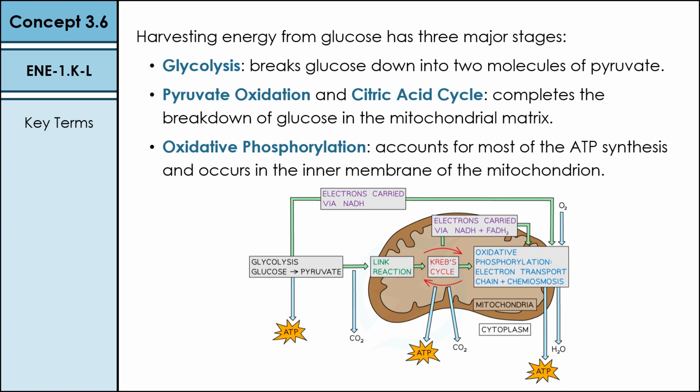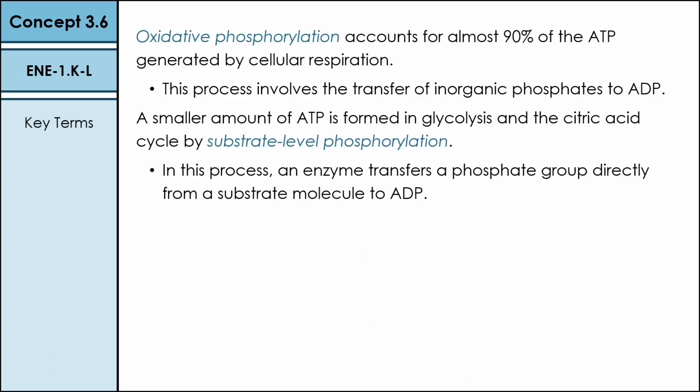Now, it's that final process, oxidative phosphorylation, that accounts for almost 90% of the ATP that we're generating from cellular respiration. We produce a little bit here and there in glycolysis and the Krebs cycle, which are what we call substrate level phosphorylation, because they are dealing with breaking down a substrate via a series of enzyme-mediated reactions. But it's when we get to the electron transport chain that we're really able to make a lot of that ATP molecule, that ATP energy.